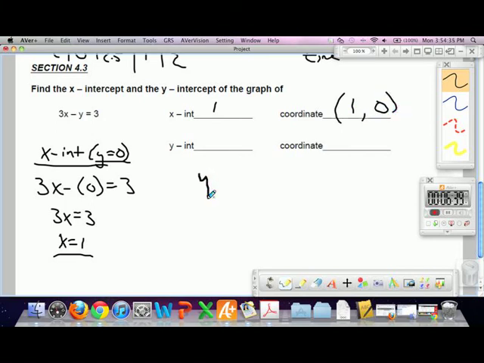Similarly, the y-intercept is when x is 0. So I'll take that same equation and now substitute 0 in for x.